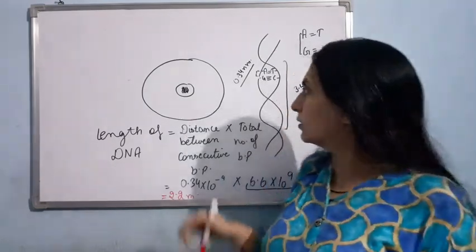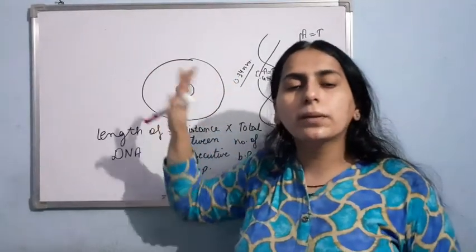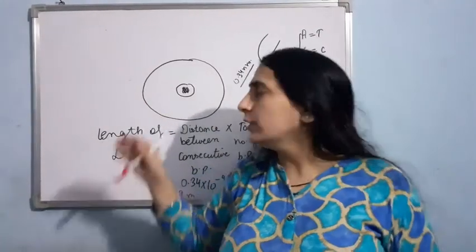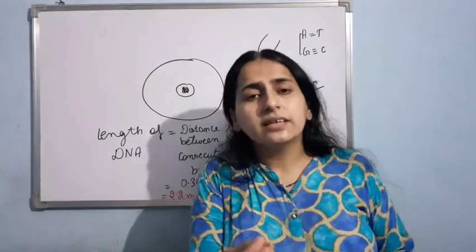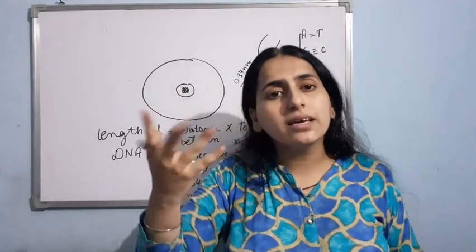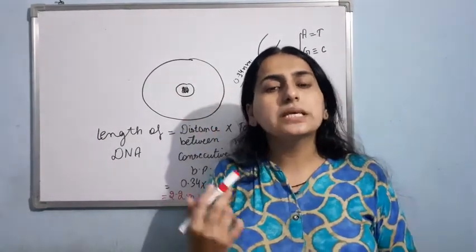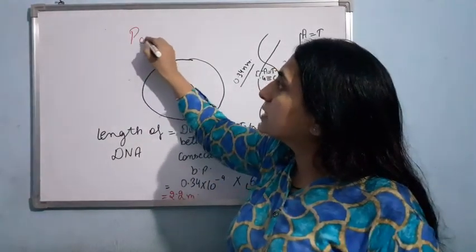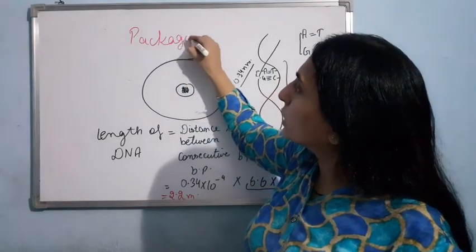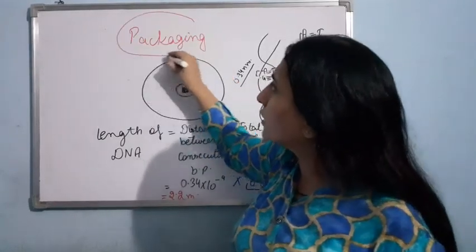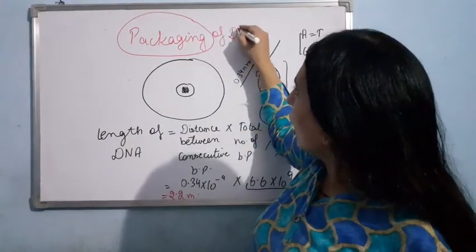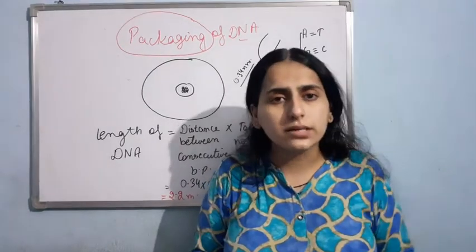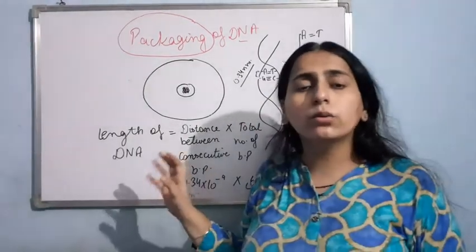Now just think, this cell is microscopic. How can this long DNA fit into this small nucleus that we can't even see with our eyes? Just think, how is that possible? How is your DNA packaged? That is our today's topic. Packaging of DNA. How is your DNA packaged in a small nucleus, although its length is 2.2 meter?